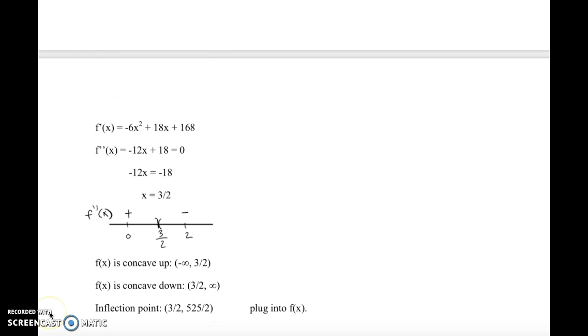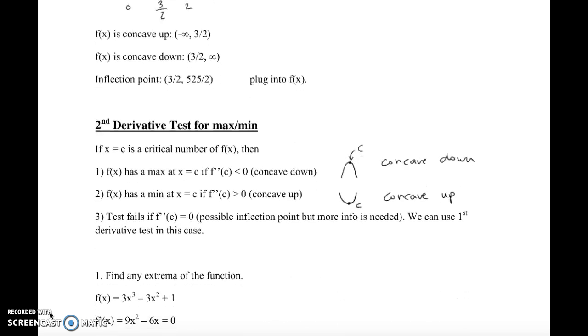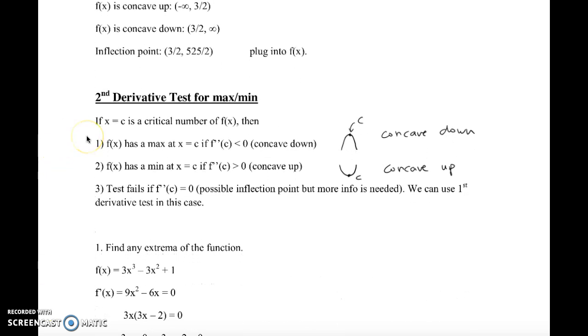Let's talk about the formal definition of the second derivative test. If x equals c is a critical number of f of x, then f of x has a max at x equals c if the second derivative at c is less than 0, so it's concave down. F of x has a min at x equals c if the second derivative at c is greater than 0, so it's concave up.